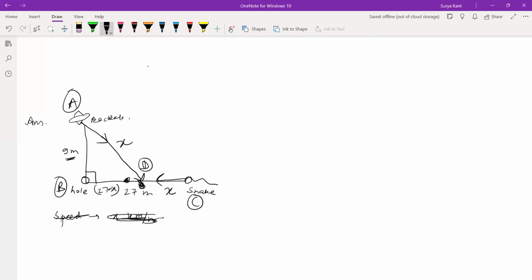So you can apply the formula over here, right? So we should again do the Pythagoras. Is there any mistake anywhere? If the snake is moving at X, then the peacock also will be X. Yes, sir. So AD square equals AB square plus BD square. So X square equals 9 square plus (27 minus X) whole square. Solve for X, what are you getting here?